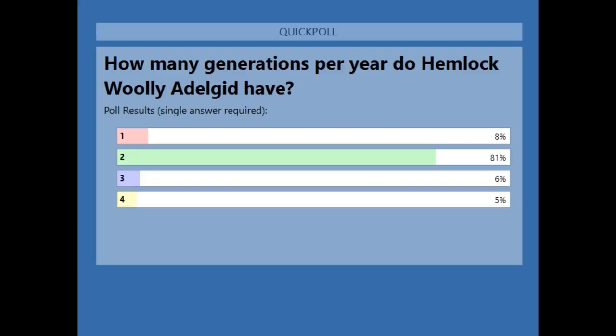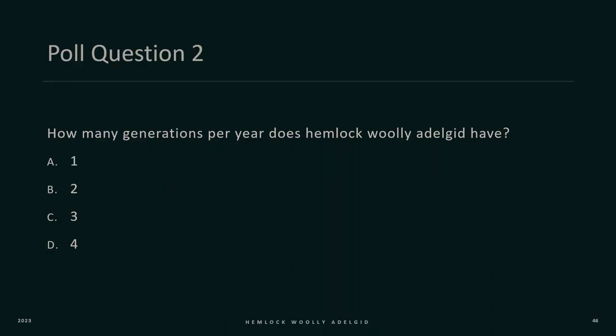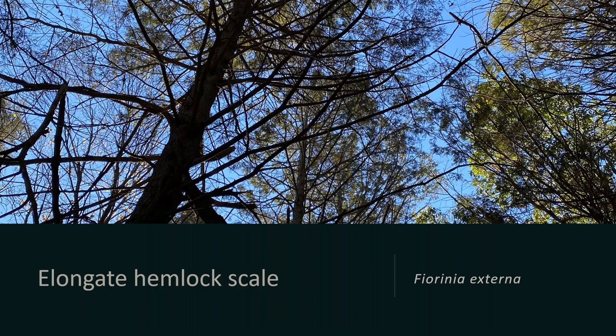And let's see, 8% said one generation, 81% said two, 6% said three, and 5% said four. Thank you, Alan. All right, so yes, they have two generations per year, which increases the pressure that we receive from hemlock woolly adelgid and increases their ability to cause decline and mortality in our trees.